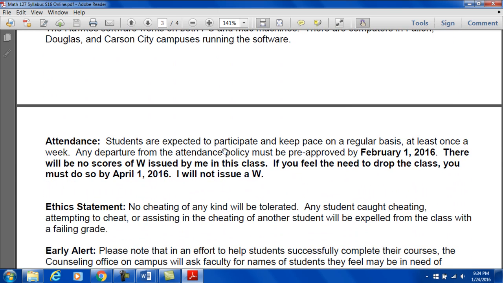Attendance. Students are expected to participate and keep pace on a regular basis, at least once a week. You should be logging on at least once a week. I mean, that sounds crazy to be only once a week. It should be more like 4 or 5 times a week, but at least once a week logging on, doing some work. Any departure from attendance policy must be pre-approved by February 1st, 2016.